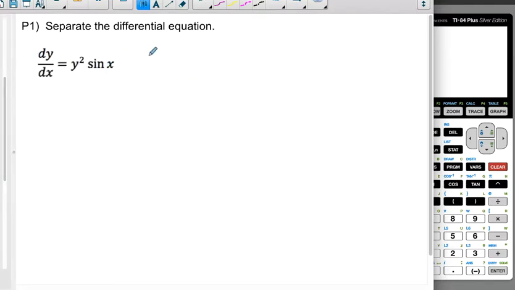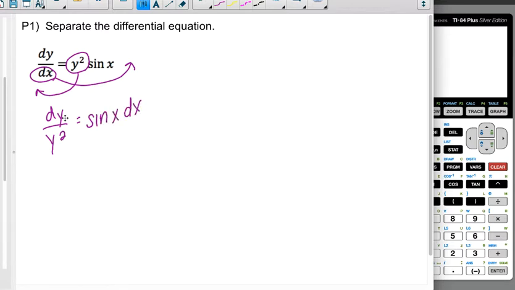All right, so we're going to separate this one. Again, pause me if you want to do it without me. So the dx is going to get multiplied over, right? And the y squared is going to end up on the bottom over here. So I'm going to get dy over y squared equals sine x dx. Notice it is important that the dy and the dx are on the top, right? So dy is on the top of this side, dx is on the top of this side, because if there's no fraction at all, then everything's on the top.